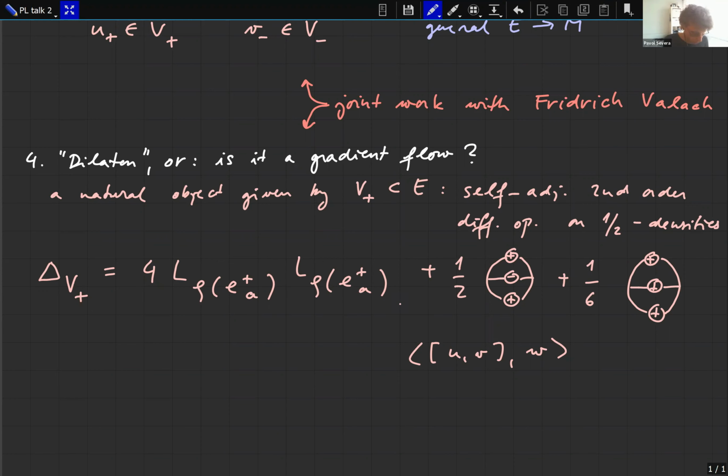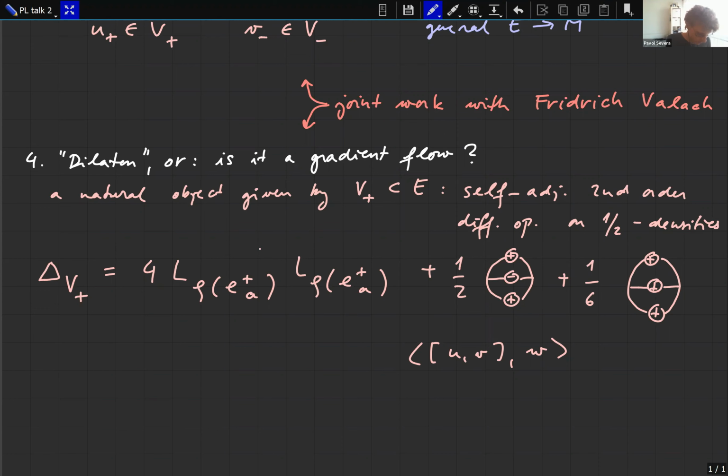What we do know is that when V plus is the entire E, then it's not really positive definite, but it doesn't really matter. So if for V plus we take the entire E, then this second order differential operator is actually a function. Those derivatives pretend to be derivatives, but in reality they act simply as multiplication by a function. And that function is the square of the generalized Dirac operator, for people who know what that is, and some of them do, I know.